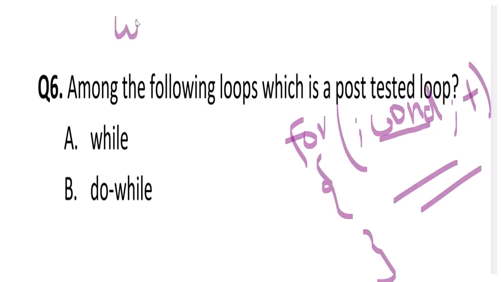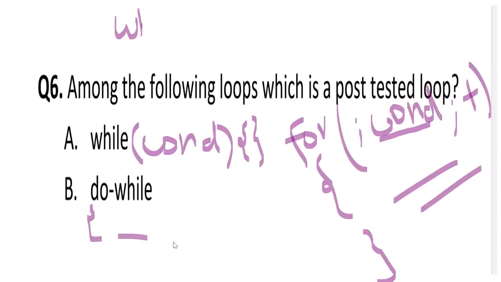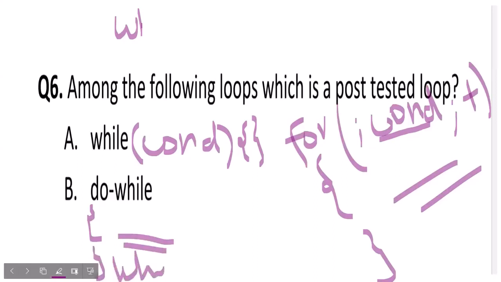Similarly, in a while loop, we have the condition here first, right? And then we have the body of the while loop, whatever it is, meaning the condition is checked first. But what happens in a do while loop? In a do while loop, execution happens, and after that the condition is given there using this while.